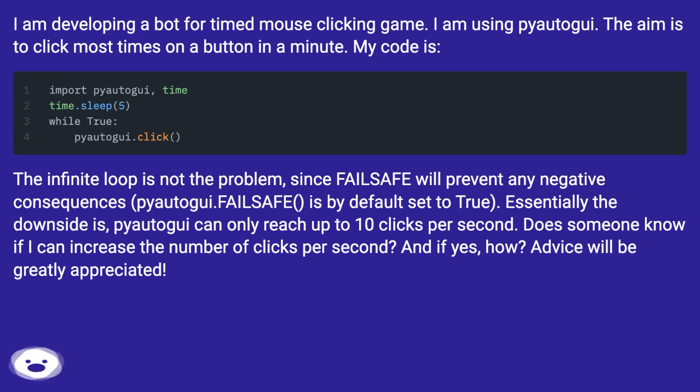The infinite loop is not the problem, since failsafe will prevent any negative consequences. pyautogui.FAILSAFE is by default set to True. Essentially, the downside is, PyAutoGUI can only reach up to 10 clicks per second. Does someone know if I can increase the number of clicks per second? And if yes, how? Advice will be greatly appreciated.